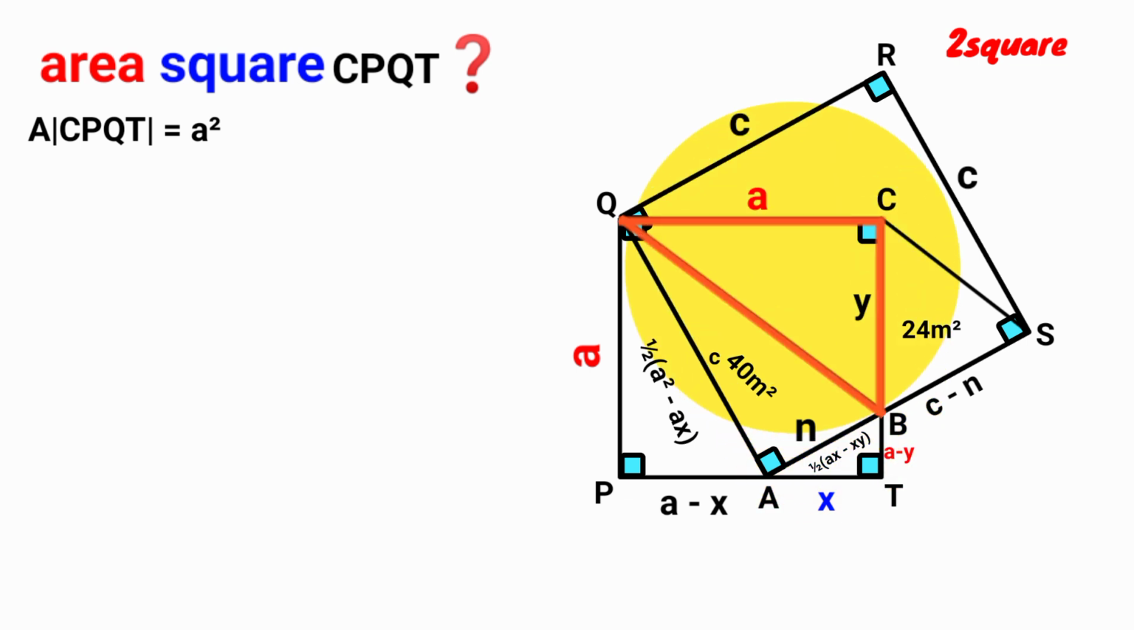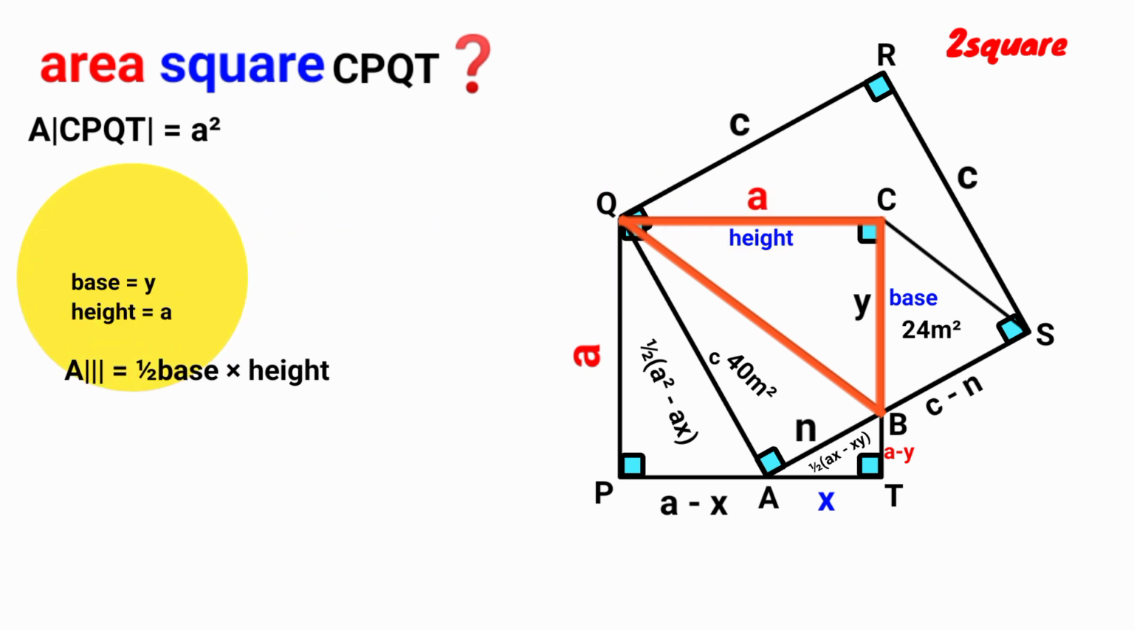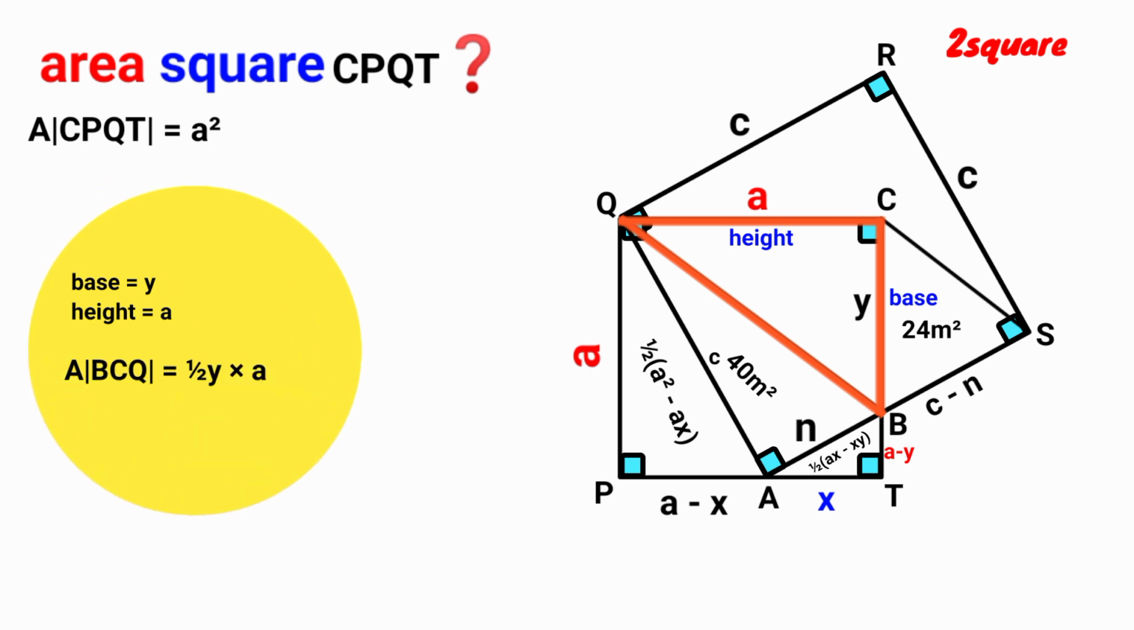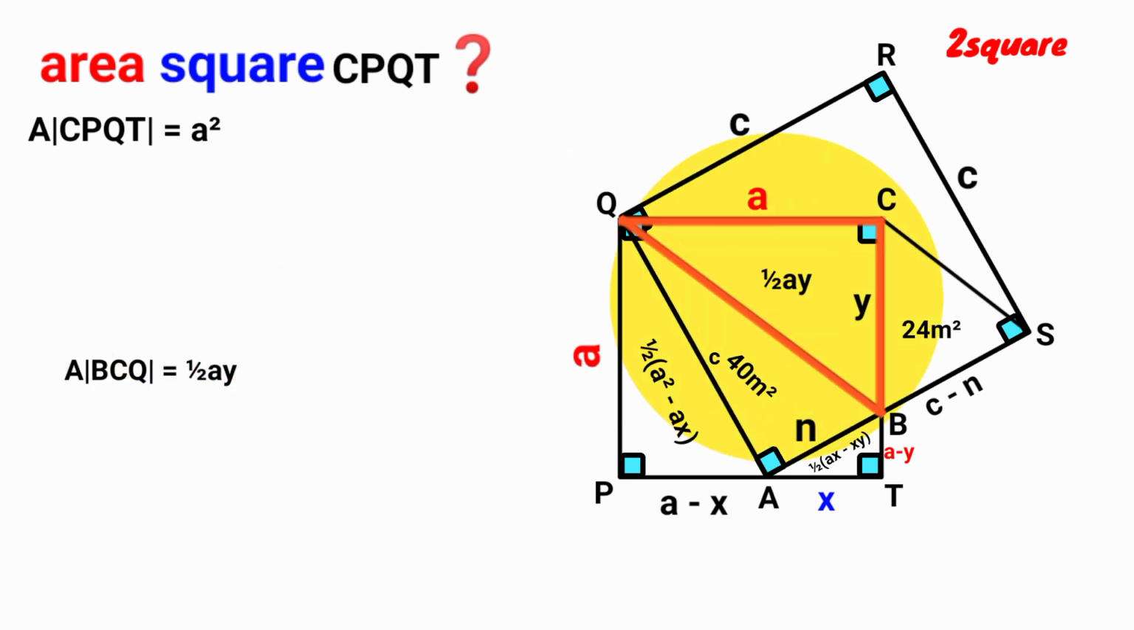Now come to this triangle BCQ. It is also a right angle triangle. To calculate its area, we know if we take this as the base, this must be the height. So base equal to y and height equal to A. Substitute it here. Now area of triangle BCQ equal to 1 over 2 y times A. 1 over 2 y times A is 1 over 2 AY. So the area of this triangle is 1 over 2 AY.